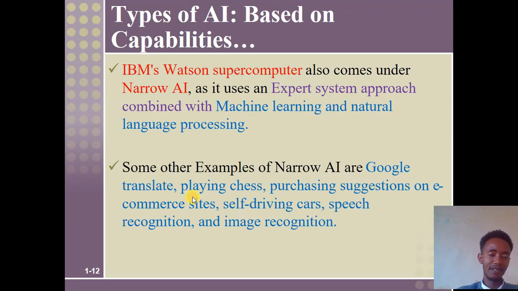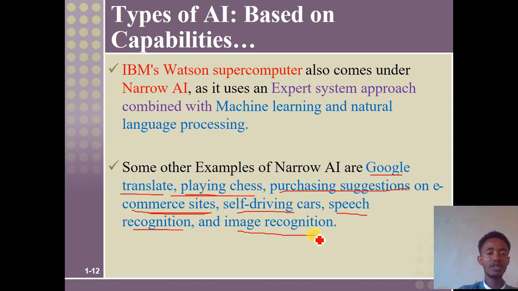You ask a question and it answers, like a chatbot that we have seen during the first chapter of this course. Some other examples of narrow artificial intelligence are Google Translate, playing chess, purchasing suggestions on e-commerce sites, self-driving cars, speech recognition, and also image recognition. These technologies can be classified under weak or narrow artificial intelligence.